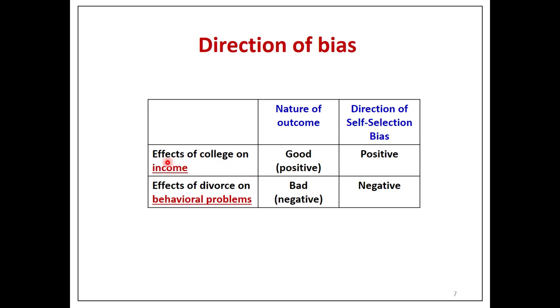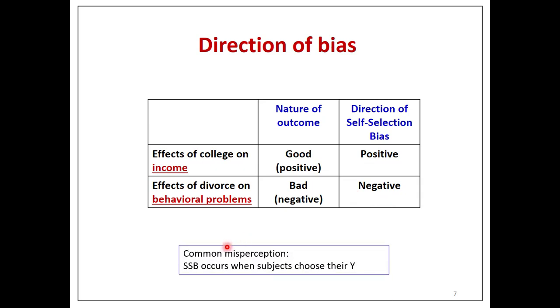Well, in the first case where we looked at the effects of college on income, that's a good positive outcome, and the direction of the bias was positive. The average treatment effect was 50,000. We estimated it to be 80,000. When we're looking at a bad outcome, or in other words, a negative outcome, the effects of divorce on behavioral problems, well, then the direction of the bias was negative. And this is the pattern. If it's a good outcome, self-selection bias, if it is there, will result in a positive bias. If it's a bad outcome, it's going to result in a negative bias.